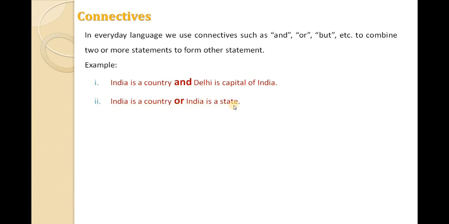It doesn't matter what the conclusion of these statements is. India is a country and India is a state. These two statements may be true or may be false. Means there are four possibilities. The first statement is true, second is true. First is true but second is false. The first is false but second is true, and both are false. These are the four possibilities for these two statements.